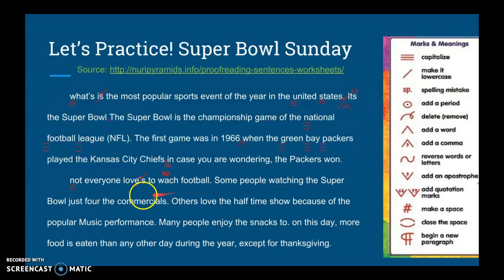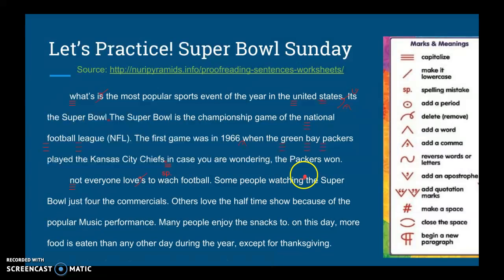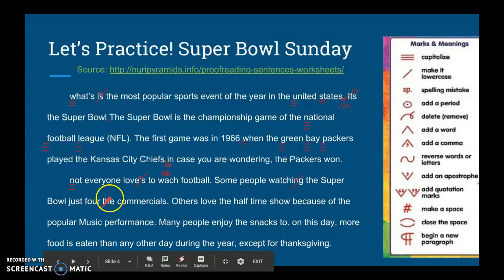Some people watching the Super Bowl just for the commercials. This word right here does not need to be watching. We need to take out the ing. Some people watch the Super Bowl makes a lot more sense. So we're going to take out this ing. Some people watch the Super Bowl just for the commercials. We're not really using the number for, we just need the word for. So here again, we're going to put the spelling symbol.